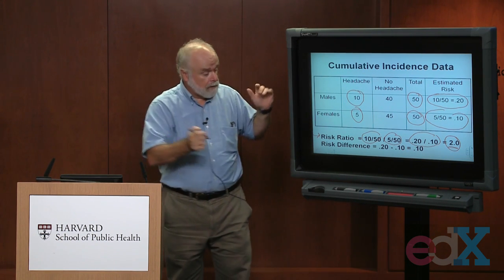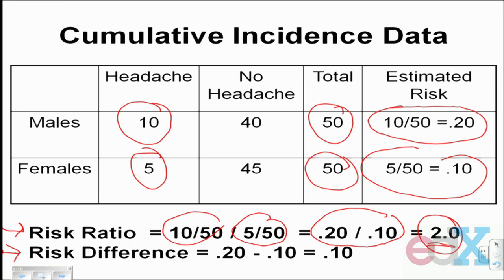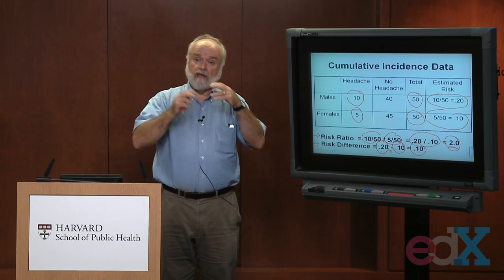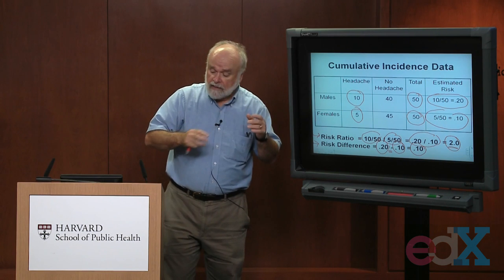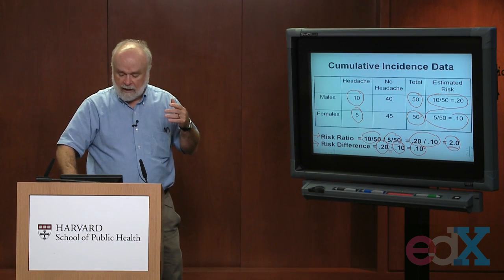An alternative would be to take a difference in those outcomes, calculate a risk difference. Take the estimated risk among the men, 20%, subtract from that the estimated risk among the women, 10%. We get a risk difference of 10%. How do we interpret that? We say that the male risk of developing a headache is 10 percentage points higher than that of a woman. That's how many percentage points you have to add to the risk of a woman to get the risk of a male. Well, that's if we looked at cumulative incidence data.